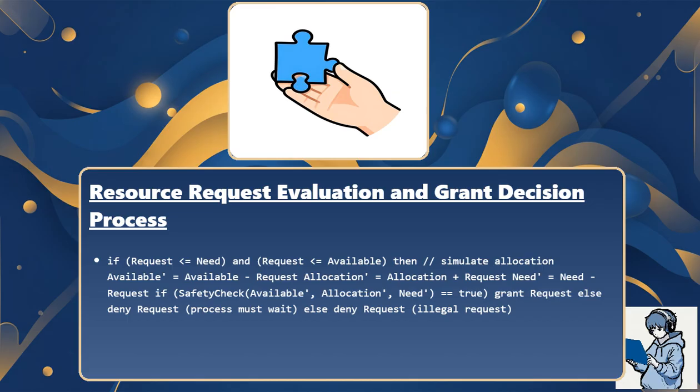Mathematical expression of the check. If request is less than or equal to need and request is less than or equal to available, then simulate allocation: available prime equals available minus request, allocation prime equals allocation plus request, need prime equals need minus request. If the safety check of available prime, allocation prime, need prime is true, then grant the request, else the process must wait. Else, deny the request as an illegal request.